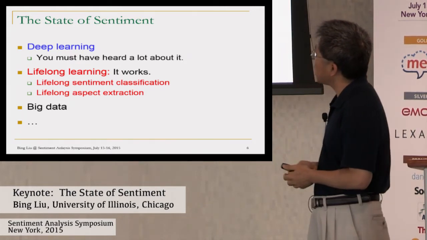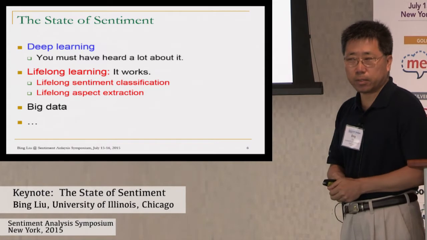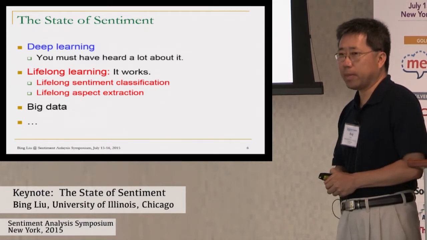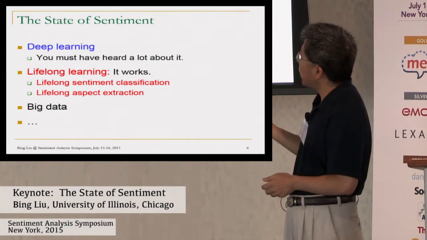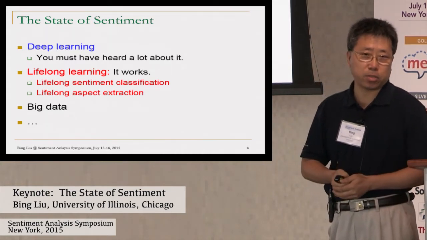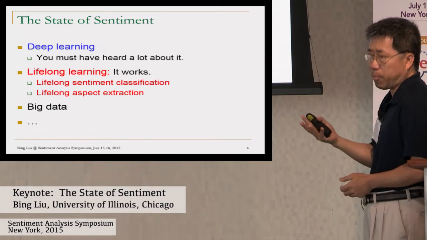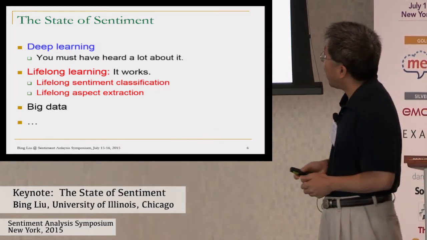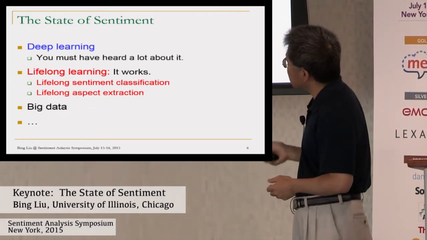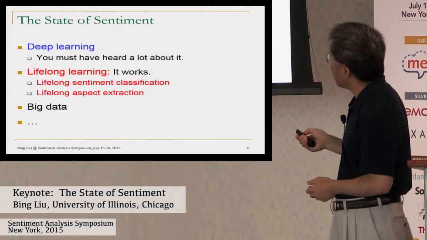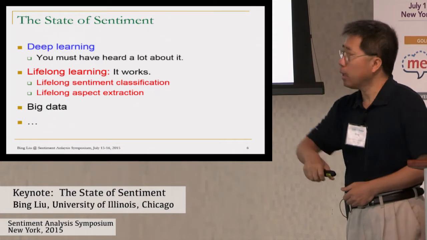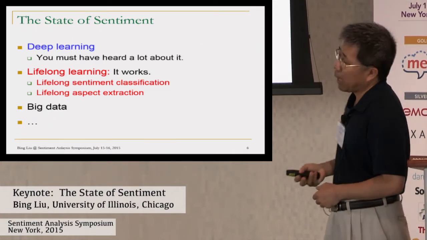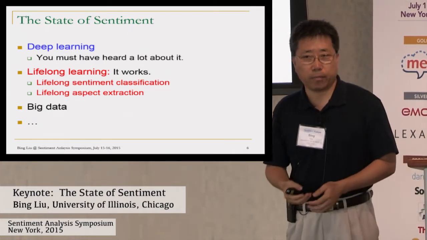So I'm going to focus a little bit more on this thing called lifelong learning. You probably have not heard about this, and which is essentially a kind of machine learning. I will try to say this is more advanced machine learning, or just a more systems approach to machine learning. And I'm going to talk about two things: lifelong learning for sentiment classification, how do we know something is positive or negative? And also, how do you do extraction using lifelong machine learning.